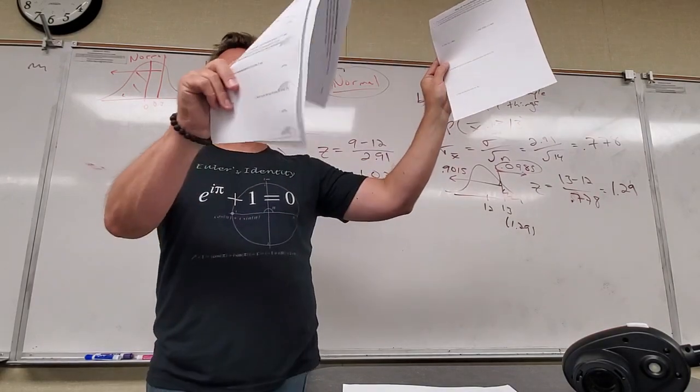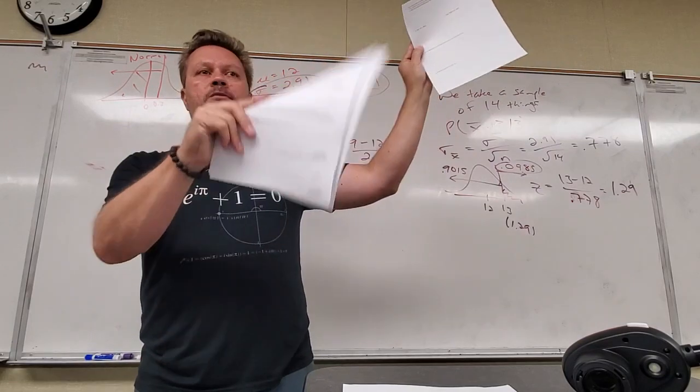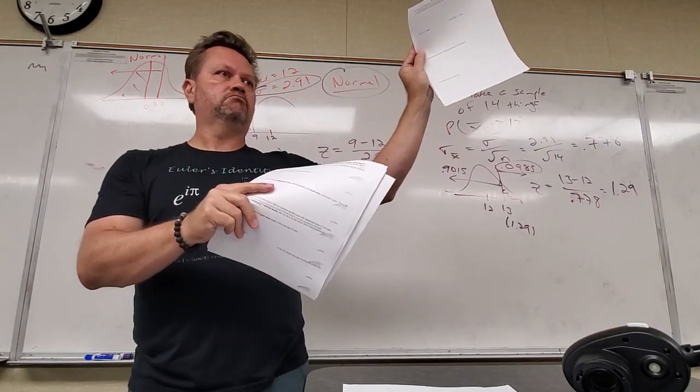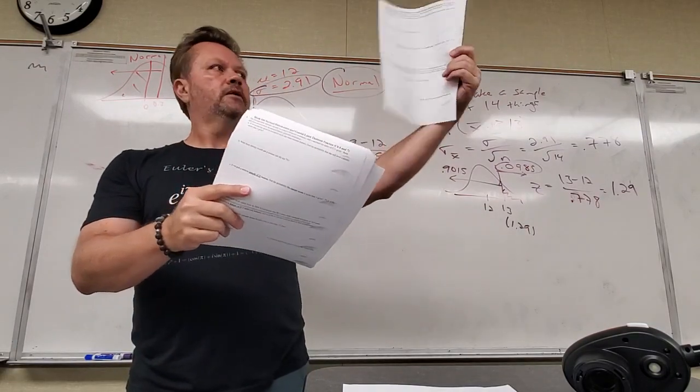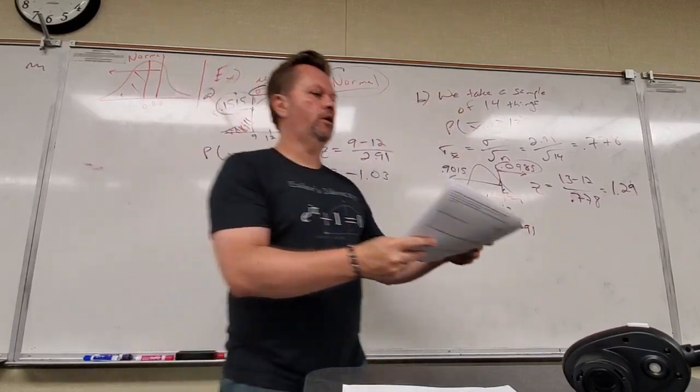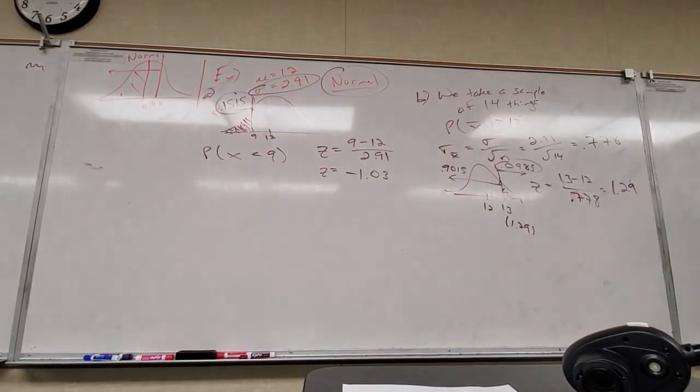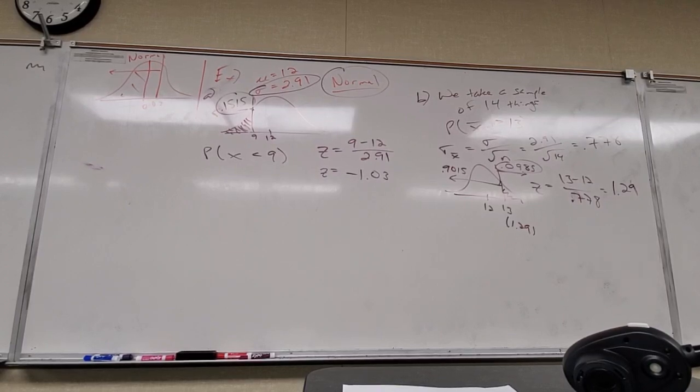This side is chapter 6. I'm not taking samples. I'm not doing any of that. It's just straight up chapter 6. Make a z-score, look it up. The other side's going to be where I will take a sample sometimes. Normal distribution practice. Yeah, that side.